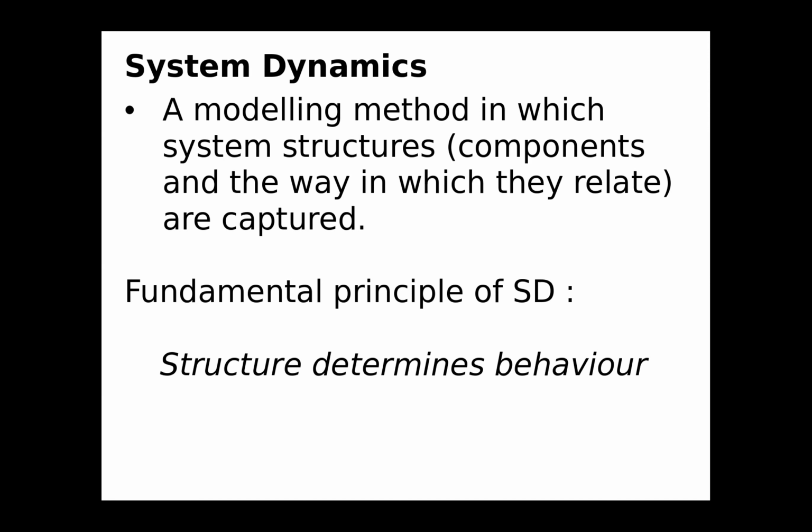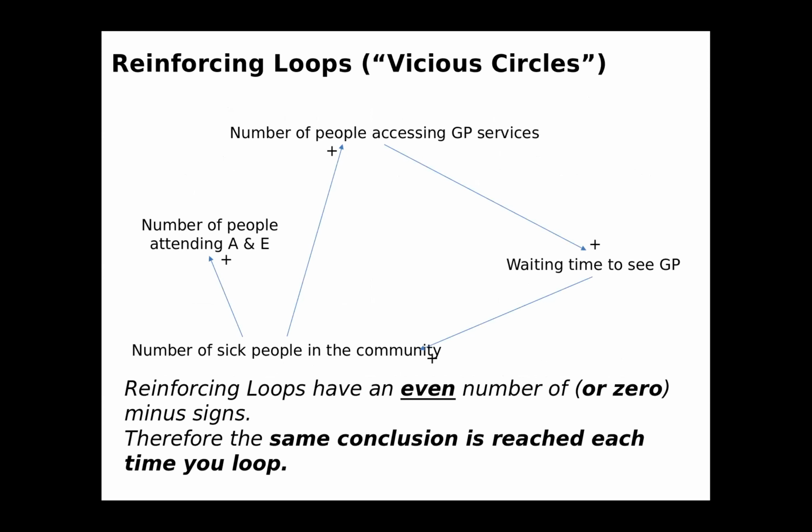So the fundamental principle of system dynamics is that structure determines behavior. So how does the system work together? How does it all slot together? And that's of interest. So we have these things called reinforcing loops, for example, which in system dynamics, or you might know them better colloquially as vicious circles.